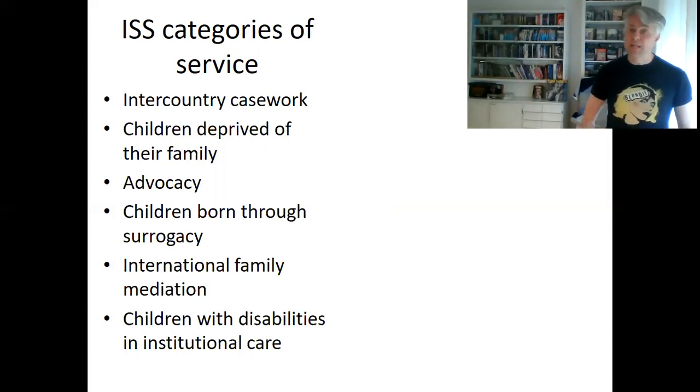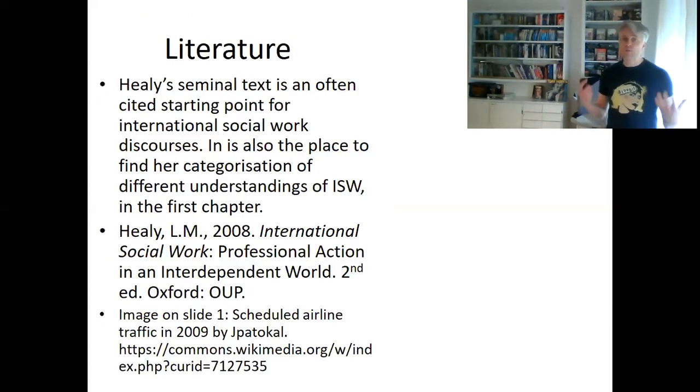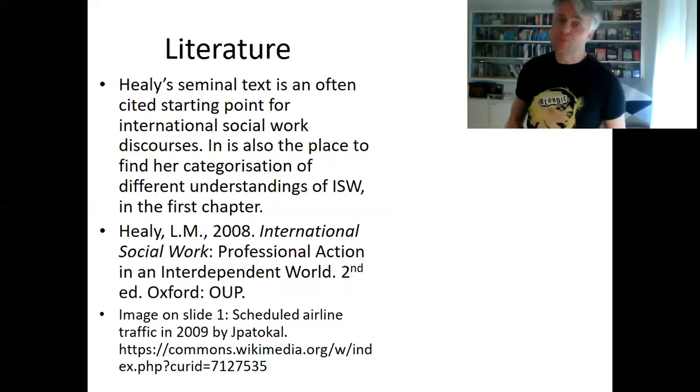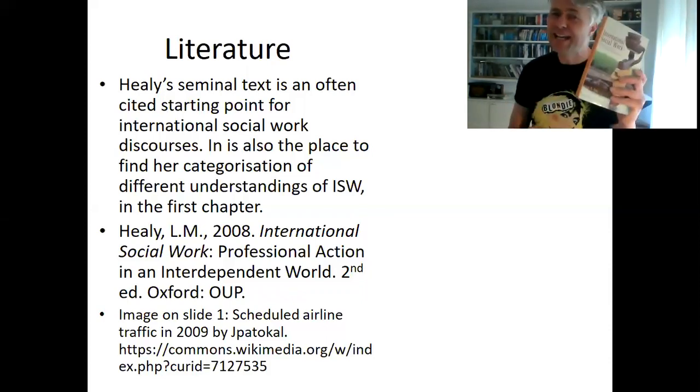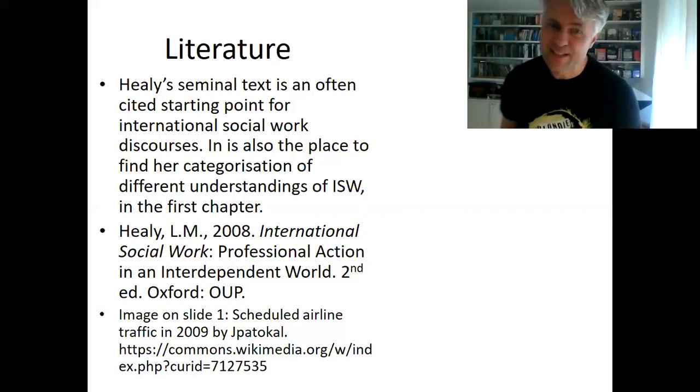And the final category, children with disabilities in institutional care. Institutional care meaning homes and places like this. And the organization notes that in the international perspective, lots of disabled children don't have the chance to grow up in their birth family. They're forced to end up in institutional care, and the organization ISS works to try and prevent that. Once again, there's a whole bunch of really interesting books out there. I gave you a series of covers in my last presentation, and I've been using Healy's a lot, which really is a great starting point.